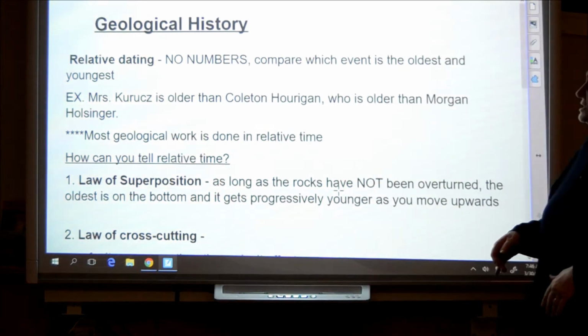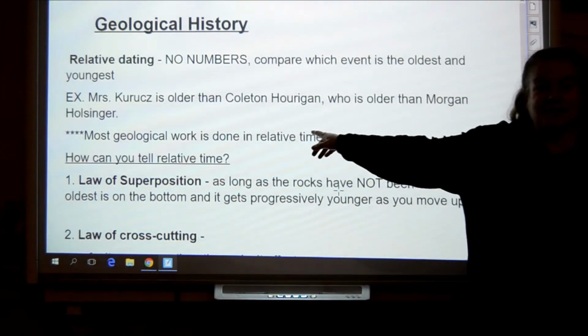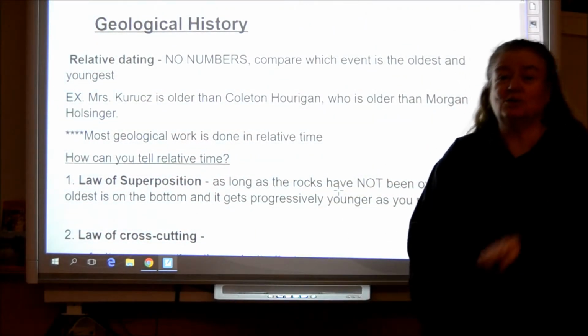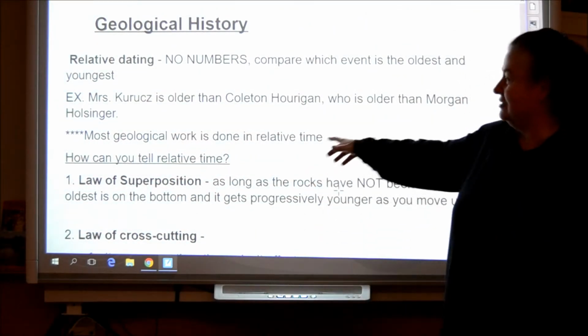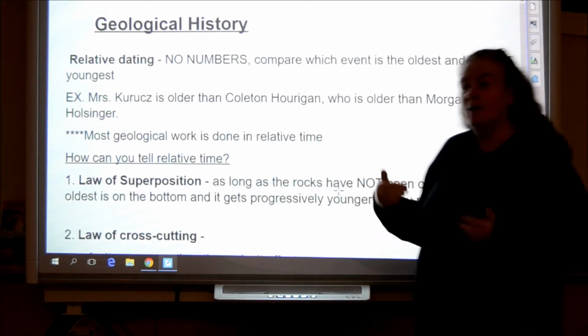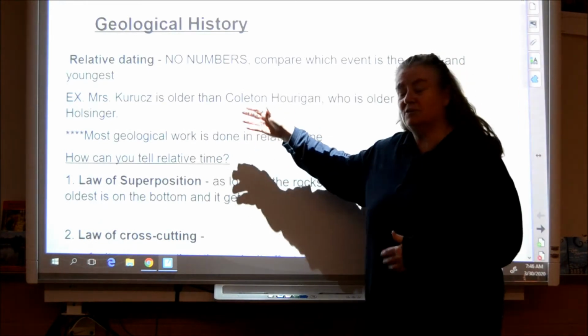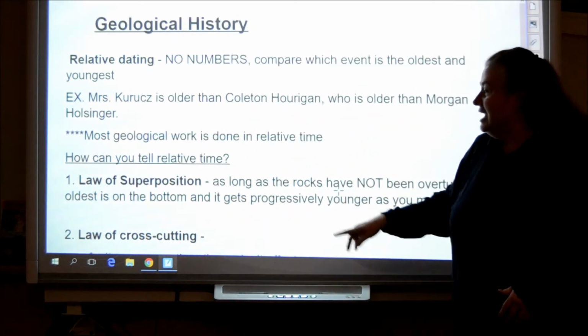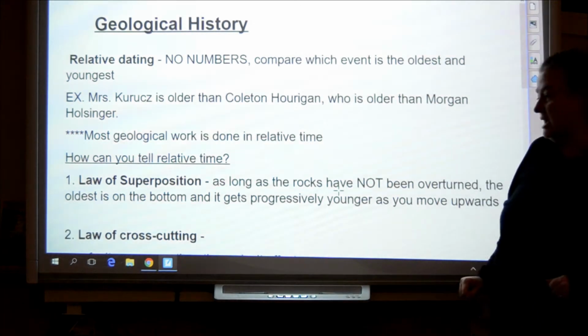So if I'm looking at this one, my example for you is I am older than Colton Horrigan, who is older than Morgan Holsinger. All right? So that's relative. You don't know how much older I am than Colton. You don't know how much older Colton is than Morgan. So how can you tell relative time?